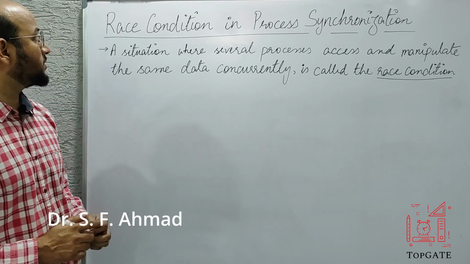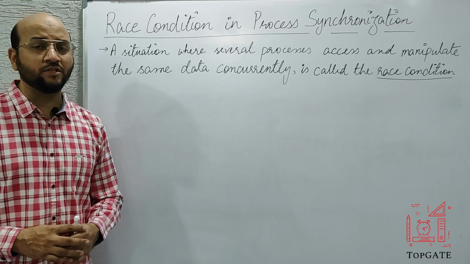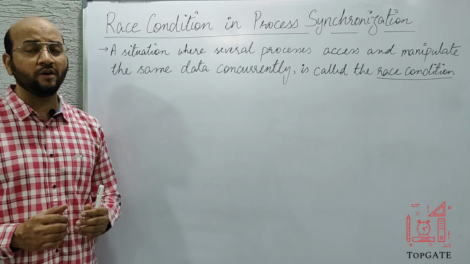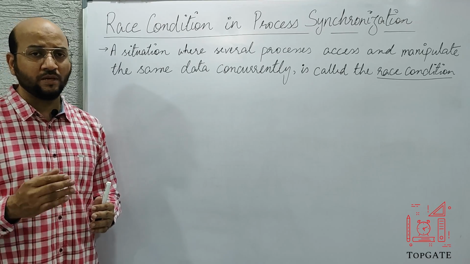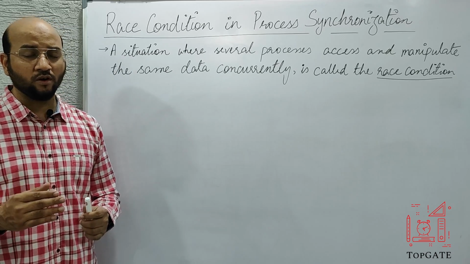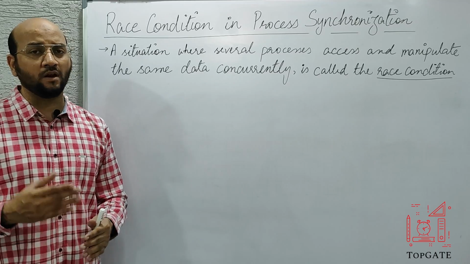In this video, I will discuss race condition in process synchronization. So till the previous lecture, we have already seen what a process is, and we have already studied the various process scheduling algorithms or the CPU scheduling algorithms. We have already studied the FCFS algorithm. We have seen the SJF algorithm, the priority algorithm, the round robin algorithm.